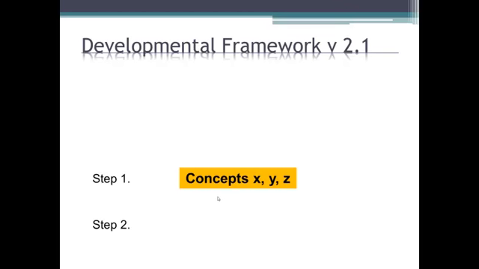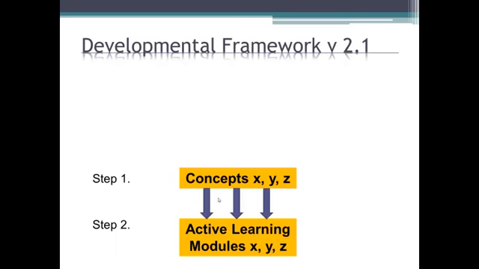And step 2 then is, once you've identified those concepts, how can you link those concepts to active learning modules? And in the framework here, it identifies X, Y, Z, and I want to be careful to explain that that does not intend to mean that concept X must be mapped to active learning module X. That doesn't have to be the case.